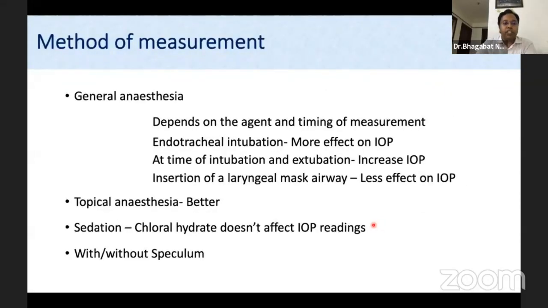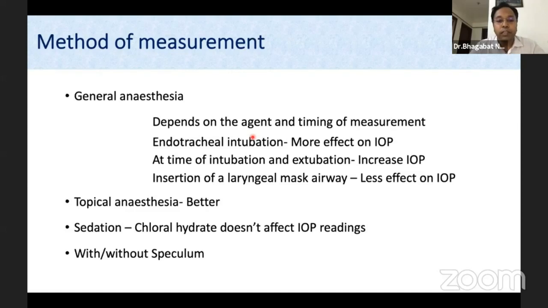And coming to the method of measurement, as you know, children are difficult to examine. So most of the time we do it under general anesthesia, the term being examination under anesthesia. The effect depends on the agent we are using; most of them decrease the IOP, except a few. The timing of measurement also matters, because there are 4 phases: before sedation, just after sedation, at the time of intubation, deep anesthesia, and at the time of extubation. So just after the sedation, before intubation, if you measure the IOP, that is the ideal method.